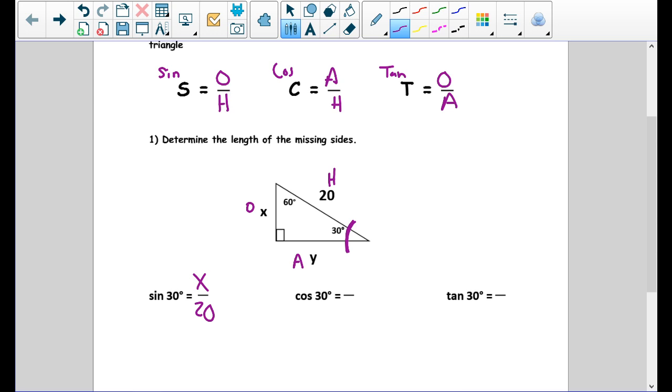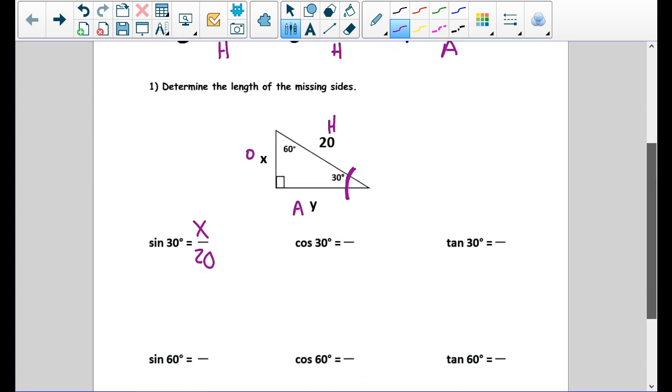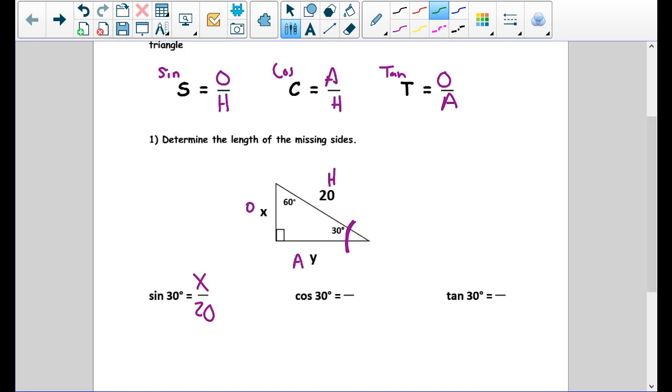That's what we kind of did last week, right? We're going to go a step further now and solve for that. How do I get x by itself? How do I get rid of the 20? I'm dividing by 20, so to get rid of division by 20, I multiply by 20. So I'm going to multiply both sides by 20.